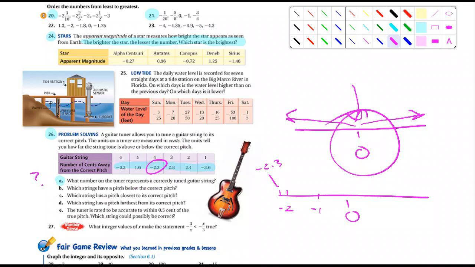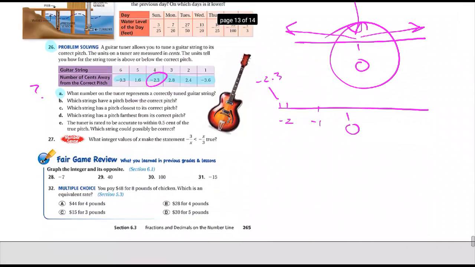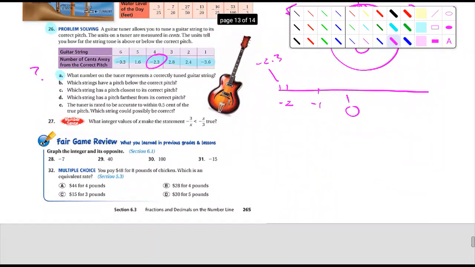Maybe if I was musically inclined, which I'm not, I would understand that better. And I'm not going to worry about B, C, D, and E, since I don't even understand A that well. So 28, 29, 30, 31, and 32. All right.